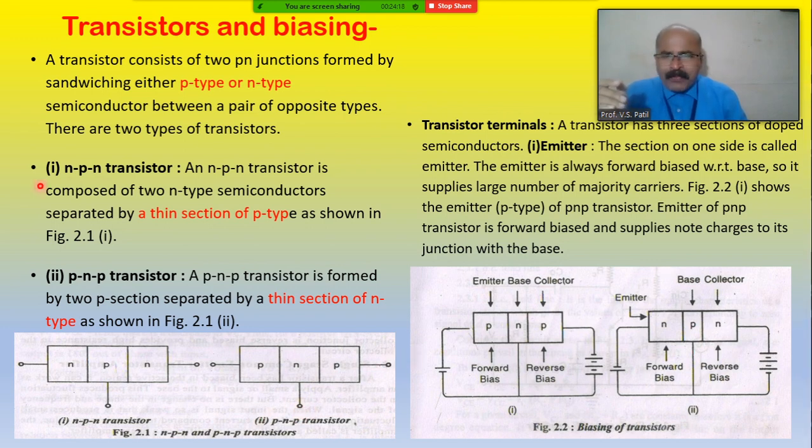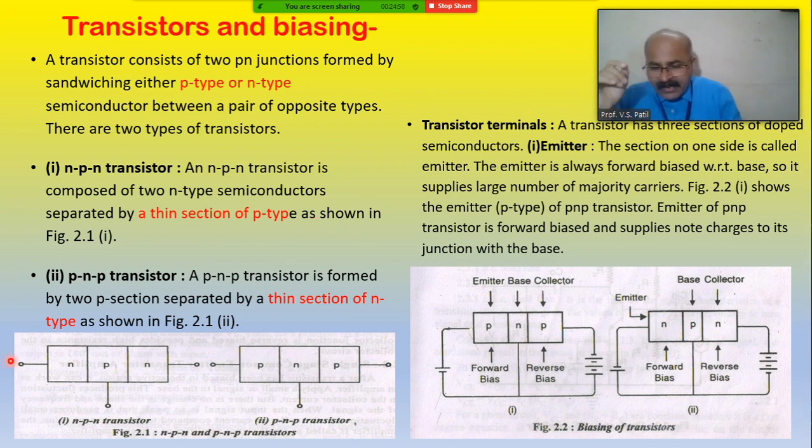PNP transistor. Okay. The NPN transistor is composed of N-type semiconductor separated by a thin section of P-type. There is a relation: not only by placing the material in between, or sandwiching the material between two opposite types, is the transistor formed. To design the transistor, some technique is used. What is that technique? These two are thinner, the N-type semiconductor material is separated by a thin section of P-type.